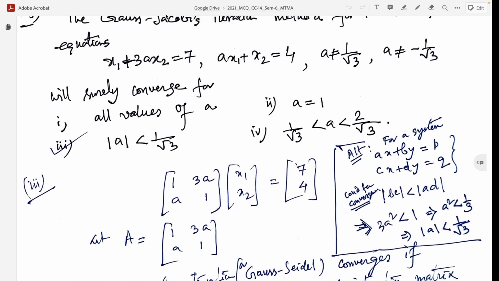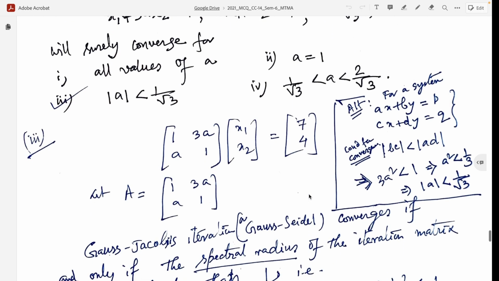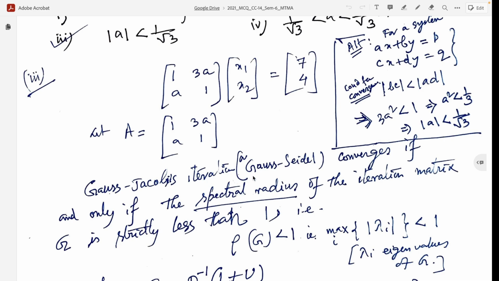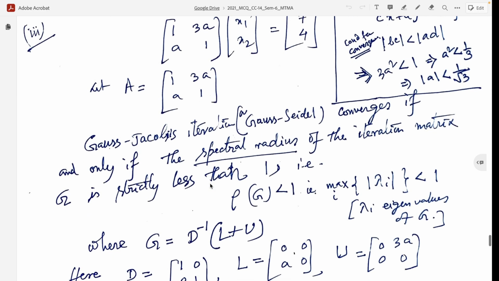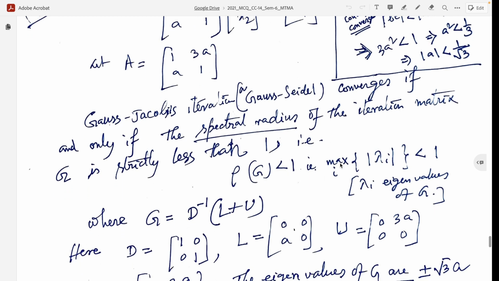Here the coefficient matrix of the system is 1, 3a, a, 1, with x1, x2 and the corresponding right hand side column vector 7, 4. Gauss-Jacobi or Gauss-Seidel iteration converges if and only if the spectral radius of the iteration matrix G is strictly less than 1. That is, rho(G) is less than 1, the maximum of modulus of lambda, the eigenvalue, is less than 1.